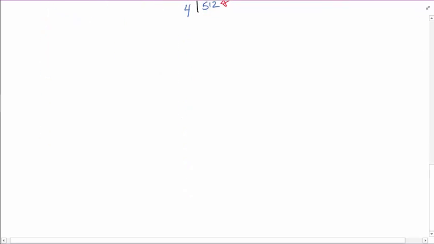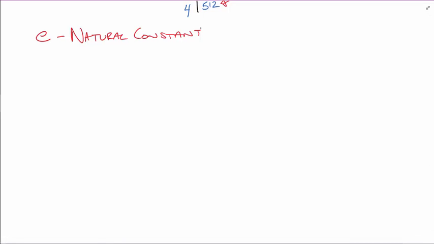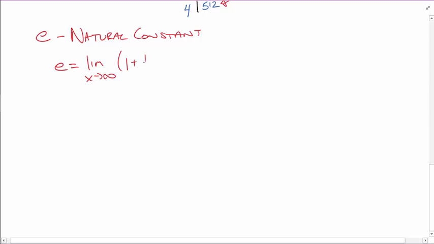We're going to begin to introduce this letter e here. e is called the natural constant. It has a lot of properties that are very useful in calculus as well as computations involving growth rates. e is going to be formally defined as the limit as x approaches infinity of the quantity 1 plus 1 over x, to the x power. I'll leave that out there for you to explore further.